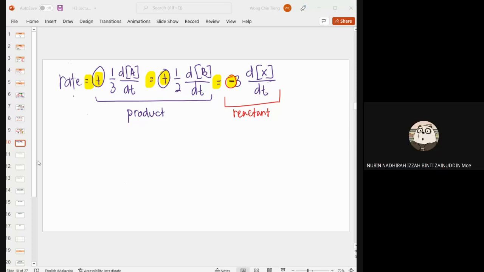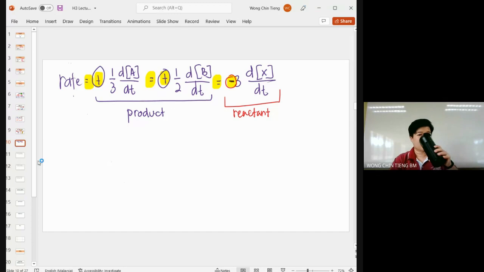Yes, miss. Can I have the equation? Oh dear. Lag. Okay, tak dengar, madam lag. Madam tak lag, internet yang lag.